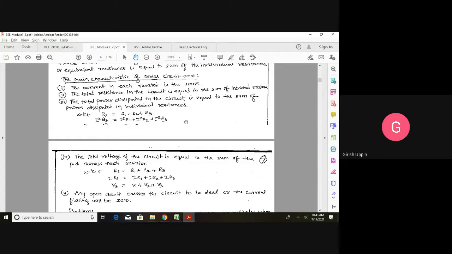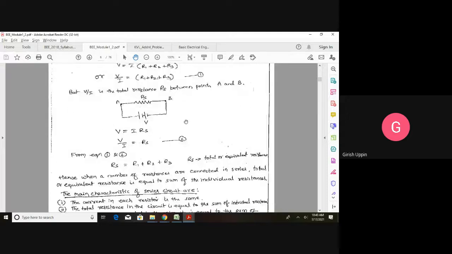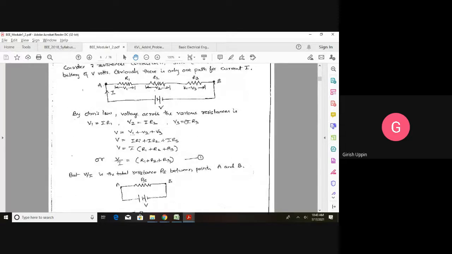As far as the power is concerned, the total power dissipated in the circuit is equal to the sum of the power dissipated in the individual resistances. So how much power is consumed in this particular circuit? It is equal to the sum of power consumed in R1, R2, and R3. And what is the power consumed in R1? Either you can say I squared R1, or I into V1, or V1 squared by R1. So that is the sum.